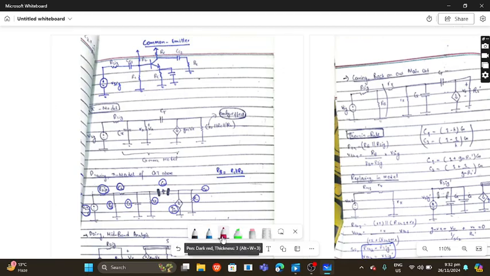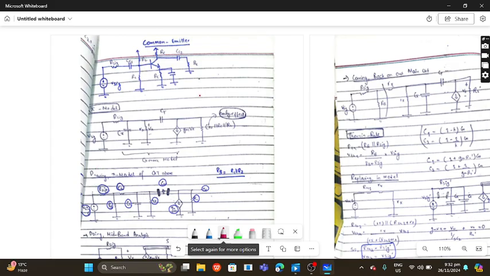In the previous video we saw the Miller effect, but now we will use it in the common emitter amplifier. You see that in a common emitter amplifier, the emitter is grounded and the input is given on the base terminal. So this is your model.